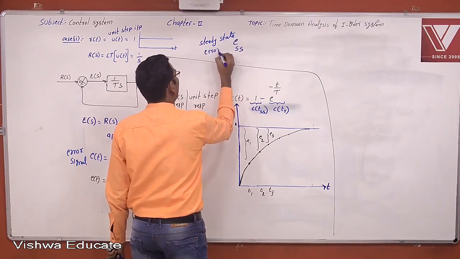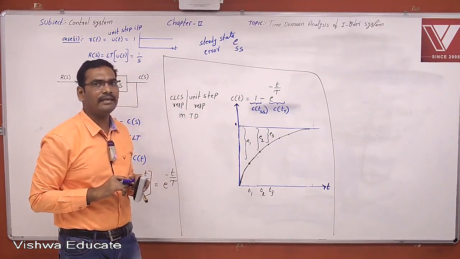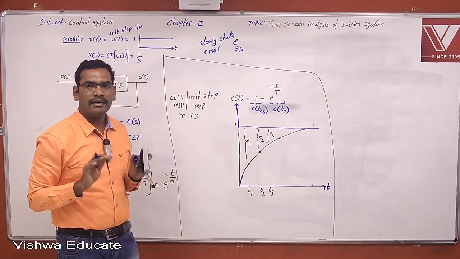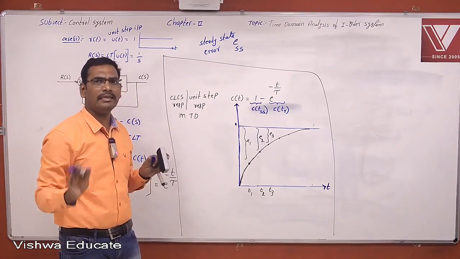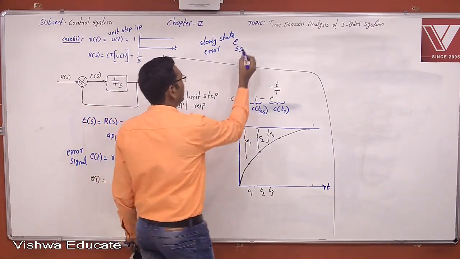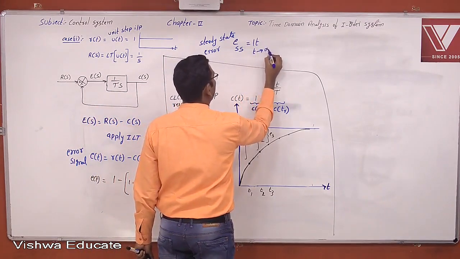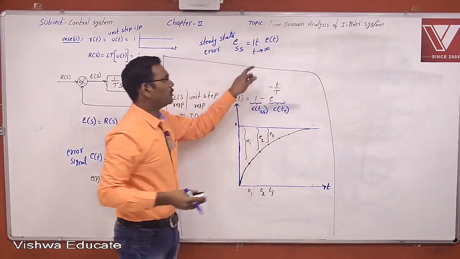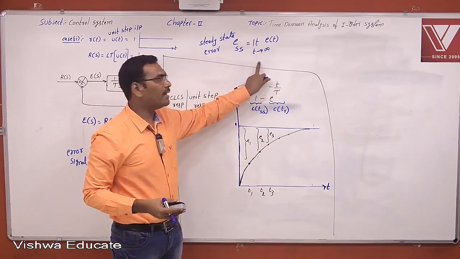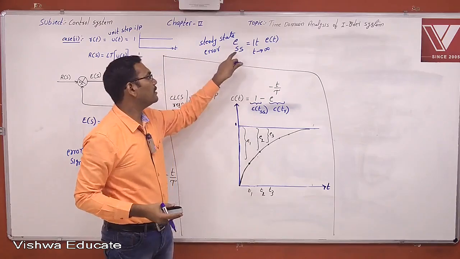Now students, I am asking one question: without any calculation, how much error are you expecting? Steady state error is the error at t tends to infinity, nothing but the final error. Students, if you calculate the error at t tends to infinity, that final error is called the steady state error.